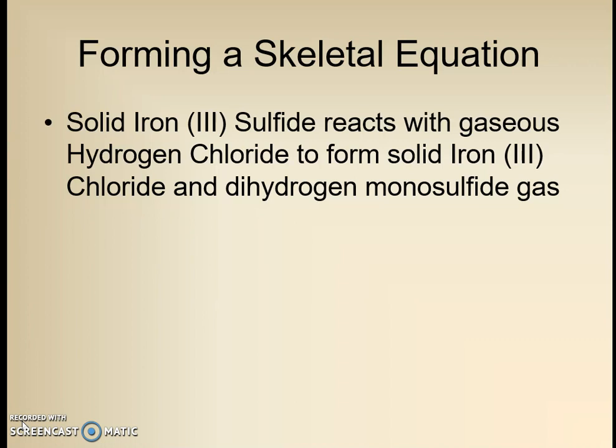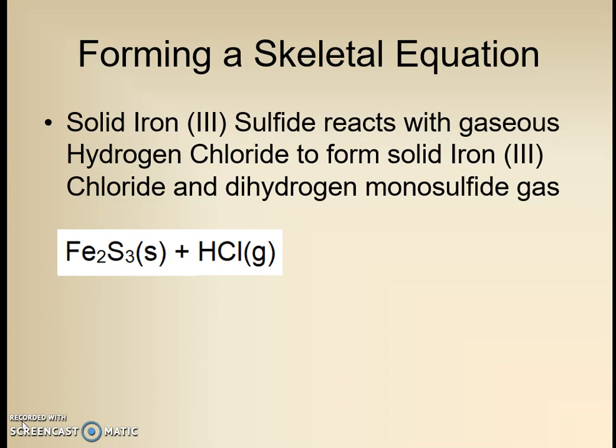It makes a -2. When we crisscross those valences, we get iron 3 sulfide to be Fe2S3, again S for solid. It then says reacts with, so we know there's another reactant, so we add in a plus sign to now separate our reactants from each other. It reacts with gaseous hydrogen chloride, again ionic, hydrogen +1, chlorine -1, so HCl, gaseous, G for gas.